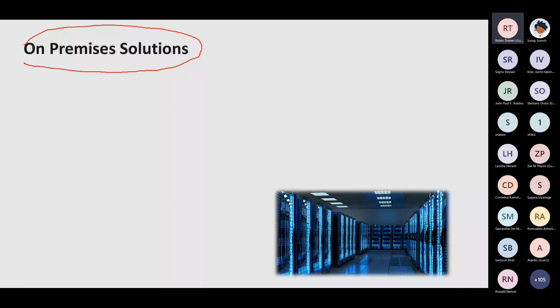So let's wait for others also to comment. Only 10% of the people have commented. So I request everyone to engage. Post whatever information you know about on-premises. It's a local network.